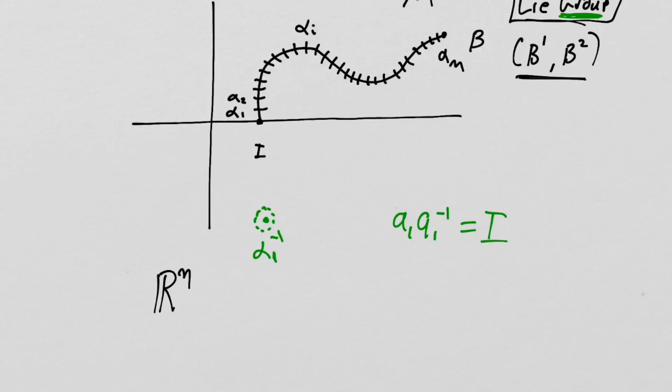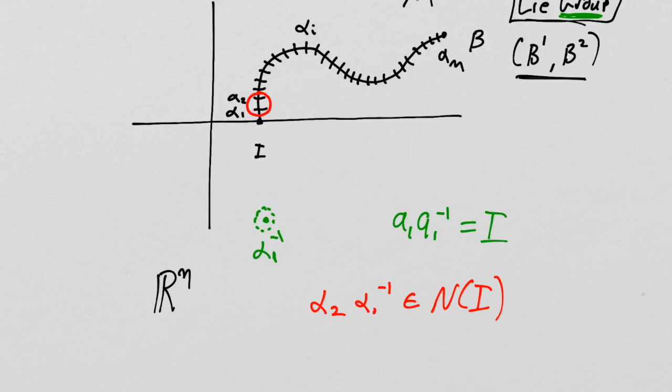But what's important about that is that I can now take alpha 1 and alpha 2 to be in the same neighborhood, right? So what that means is that alpha 2 times alpha 1 inverse is going to be an element of some neighborhood of the identity, right? Because we just said that things in the neighborhood of alpha 1 times things in the neighborhood of alpha 1 inverse are in the neighborhood of the identity. So if alpha 2 is in the neighborhood of alpha 1, then alpha 2 times alpha 1 inverse is in the neighborhood of the identity.